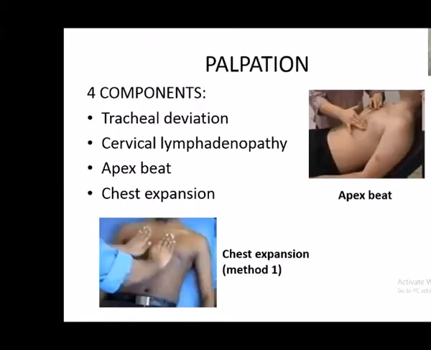Now, examination of the chest has four components. Start with palpation. And before you start any examination, you should first look at the patient, scanning.